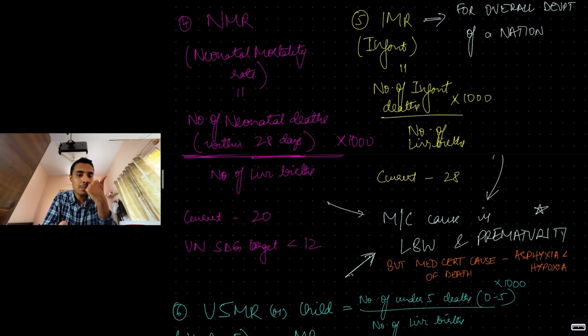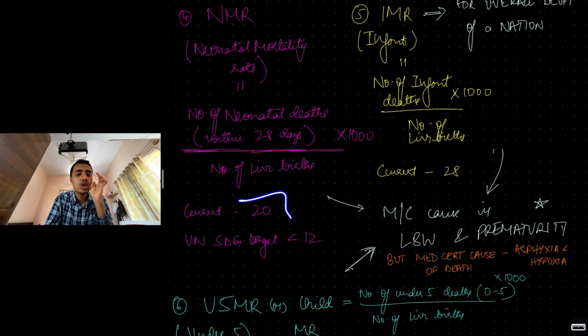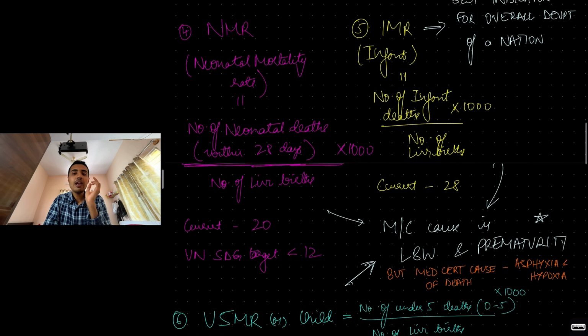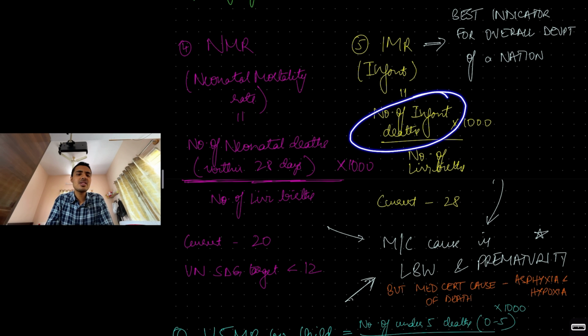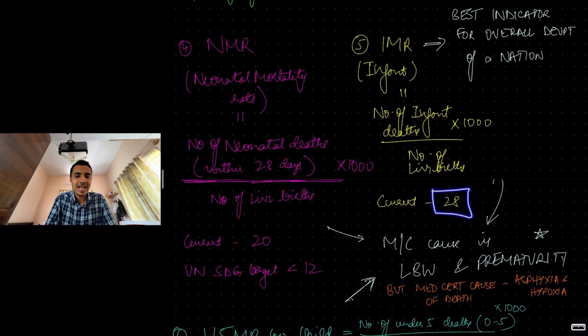So, neonatal mortality rate is the number of neonatal deaths, that is within 28 days, divided by number of live births into 1000. The current neonatal mortality rate is about 20, and the UN has set a target of less than 12, the UN SDG target. Then coming to infant mortality rate. Infant mortality rate, number of infant deaths, that is death within 1 year, divided by number of live births into 1000. The current value is about 28.